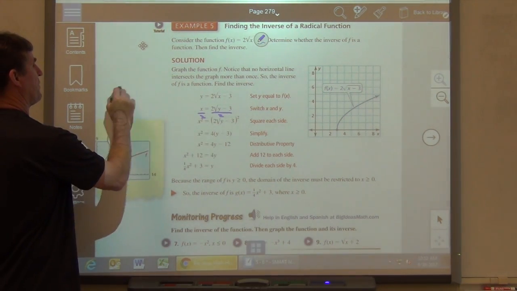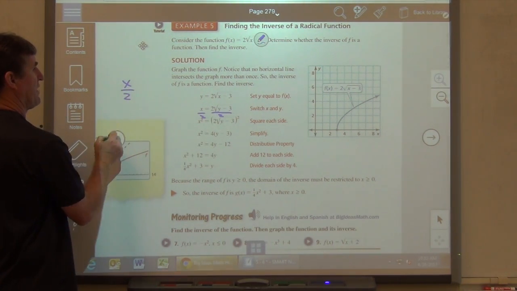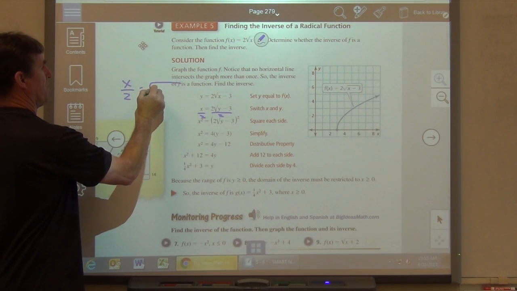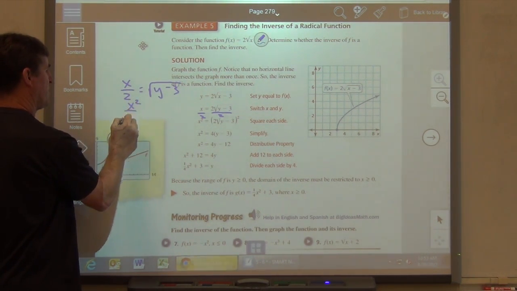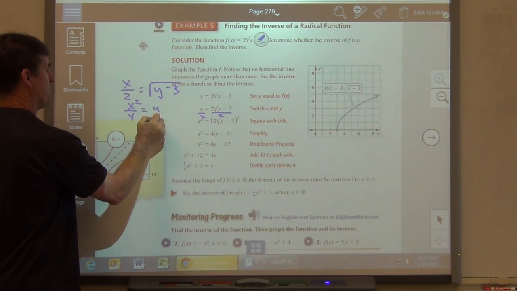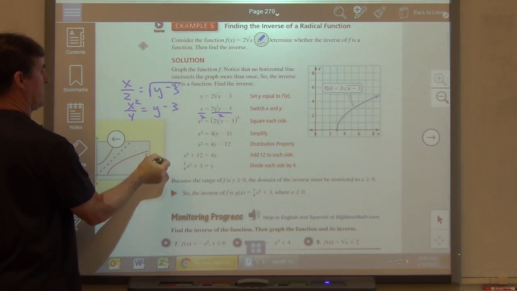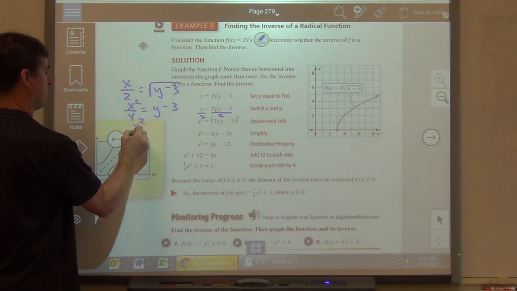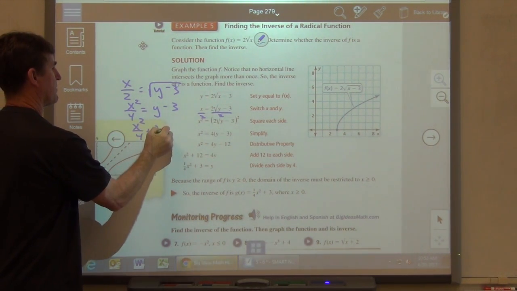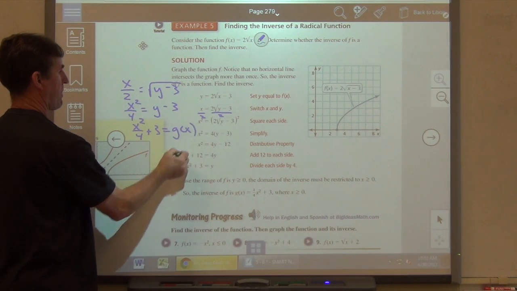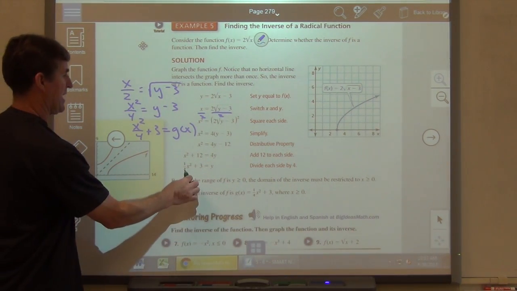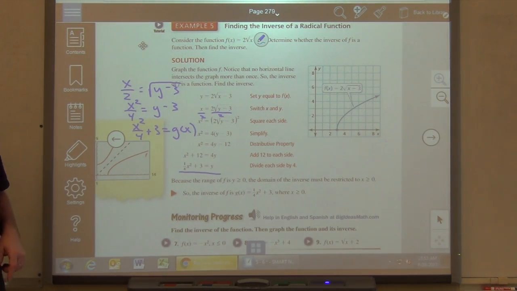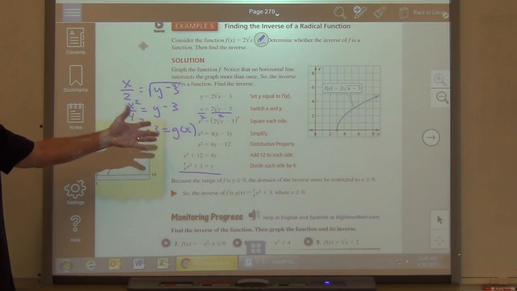So if you would have gotten rid of the 2 first, x divided by 2 equals the square root of y minus 3, then squared it, you would have gotten x squared over 4 equals y minus 3, and then added 3, you would have gotten this. As you can see, it's really the same thing as we've got here. So it's really up to you how you do this.